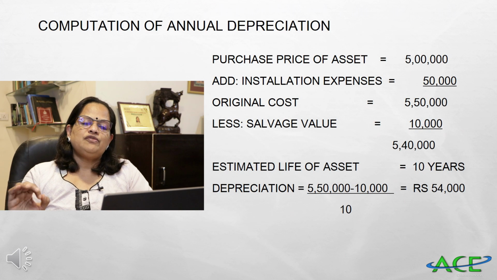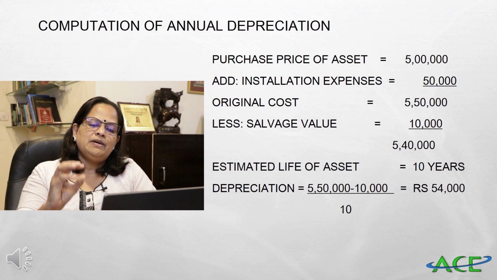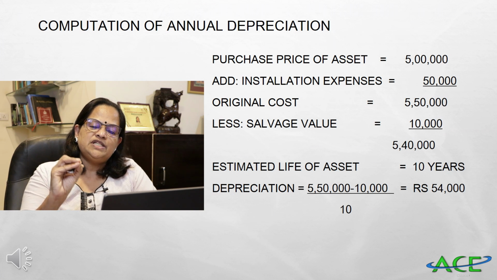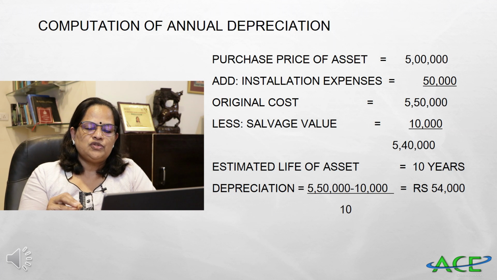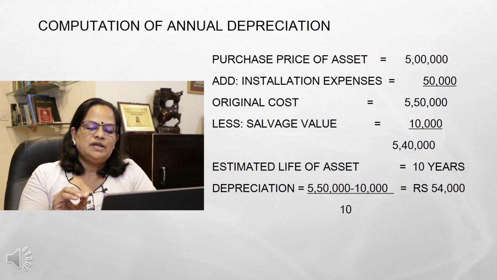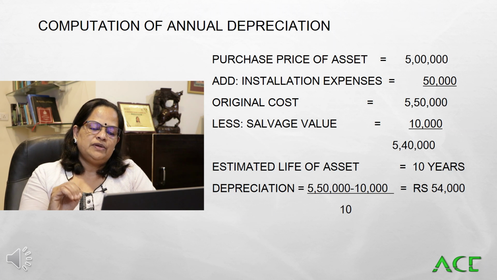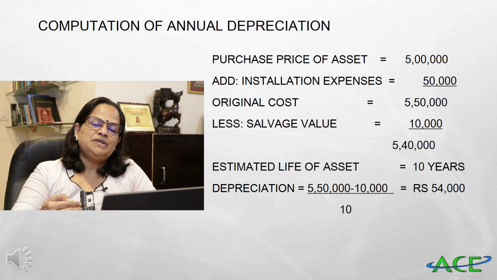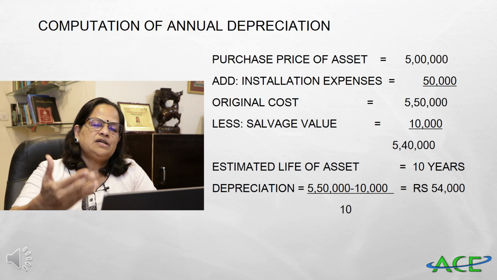Now calculation of annual depreciation. See, you know that the asset is purchased for 5 lakhs. Additional expenses incurred is 50,000. So the original cost is coming to 5,50,000. Now the salvage value or the scrap value is 10,000. So the actual value is 5,40,000. And 10 years is the useful life. So 5,40,000 divided by 10, you are getting 54,000. This 54,000 will be the depreciation for this asset for 10 years.